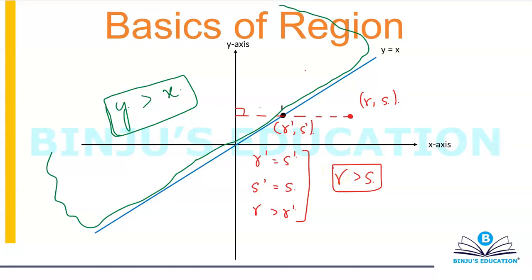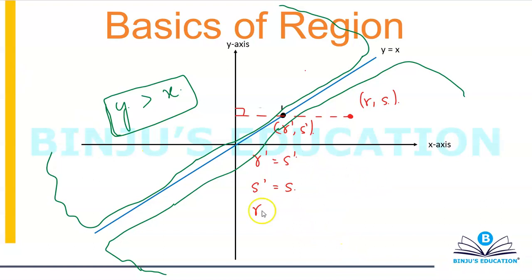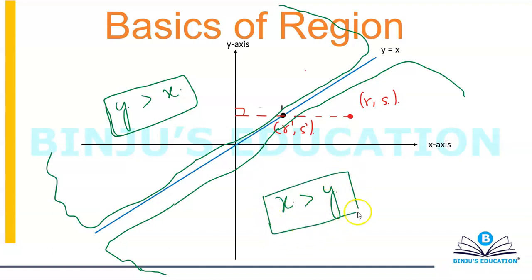Which means if you talk about the region that lies below the line y is equal to x, then you can say that for any point lying below this line, that point's x coordinate will always be greater than that point's y coordinate.